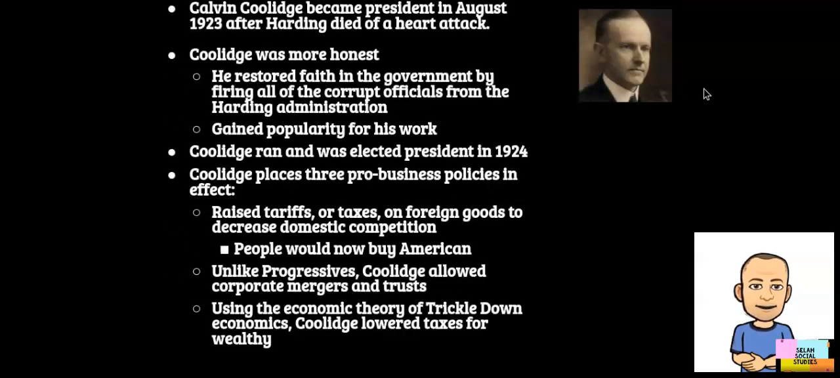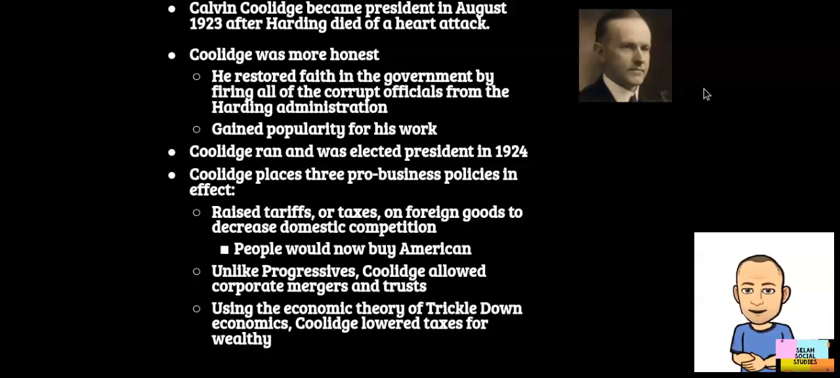So after President Harding died in office of a heart attack in August 1923, his vice president, Calvin Coolidge, rose to the presidency. Coolidge was more of an honest man than Harding, and immediately fired all of the government officials that were involved in the corruption scandals that plagued the Harding administration, and these swift actions slowly restored the nation's faith in the government.